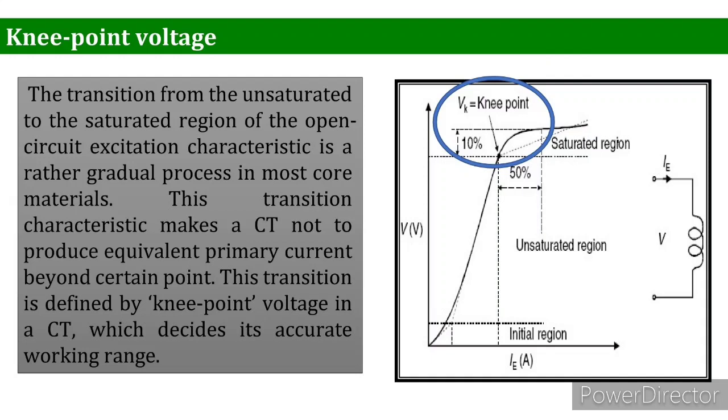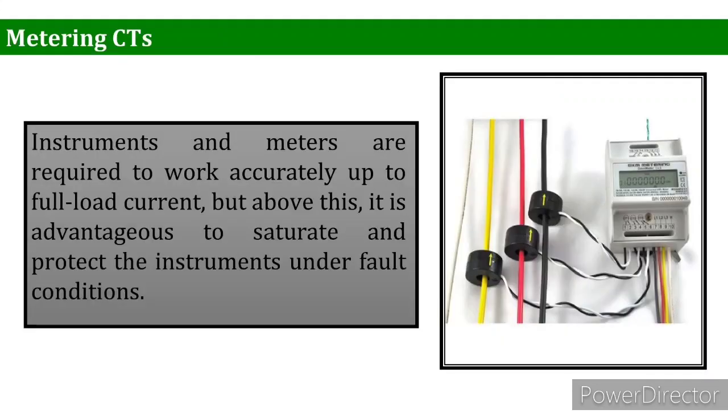It's generally defined as the voltage at which a further 10% increase in volts at the secondary side of the CT requires more than 50% increase in the excitation current. For most applications, it means that current transformers can be considered as approximately linear up to this point.